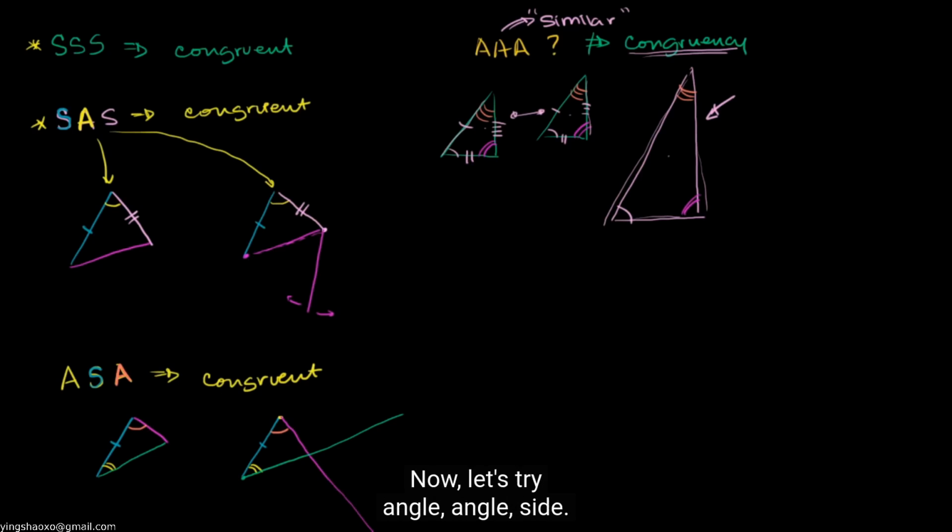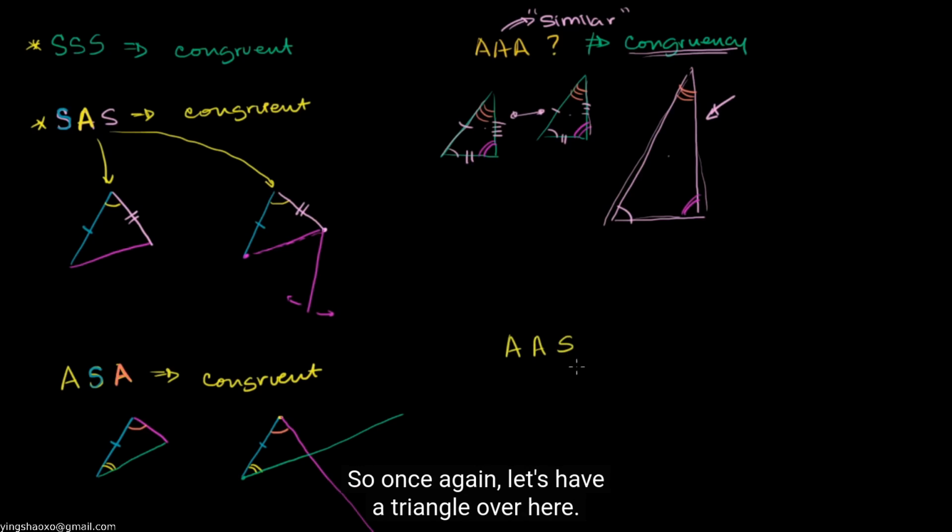Now let's try angle, angle, side. So once again, let's have a triangle over here. It has some side. This one's going to be a little bit more interesting. So it has some side. That's the side right over there.